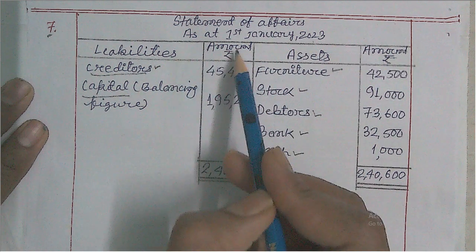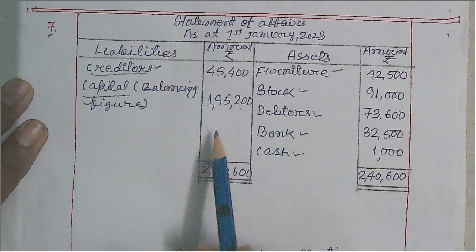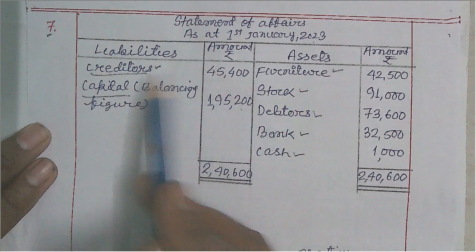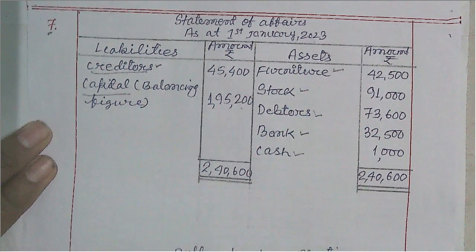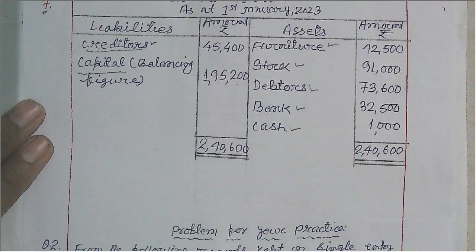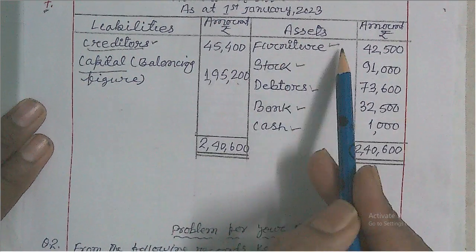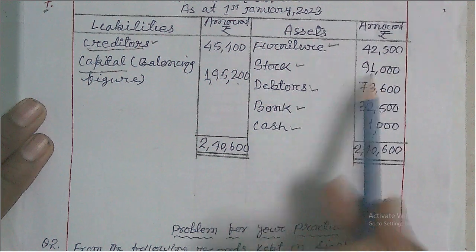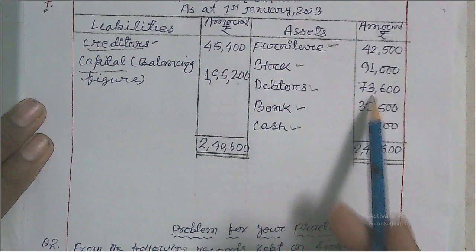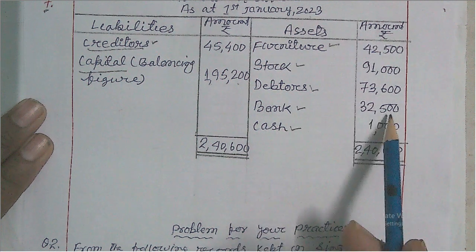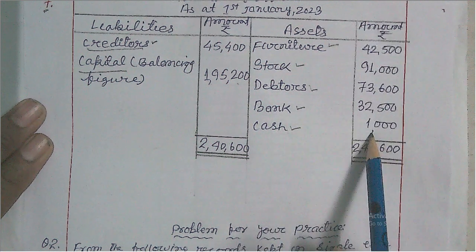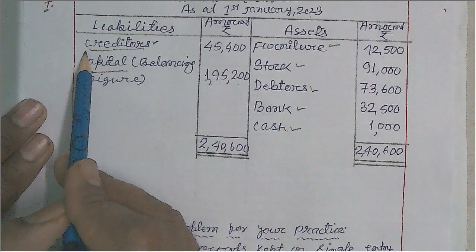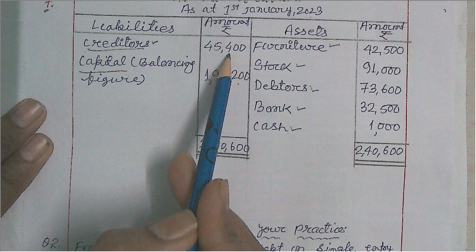Okay, liabilities, amount, assets. This statement of affairs is prepared by taking the opening balance of assets and the opening balance of liabilities. To find the opening capital balance, the furniture is given in the opening balance, 42,500. Stock is an opening balance, debtors is an opening balance, bank is an opening balance, 32,500, cash is an opening balance, 1,000, and creditors is the liability, with an opening balance given as 45,400.